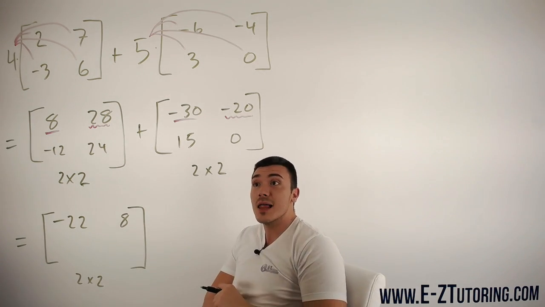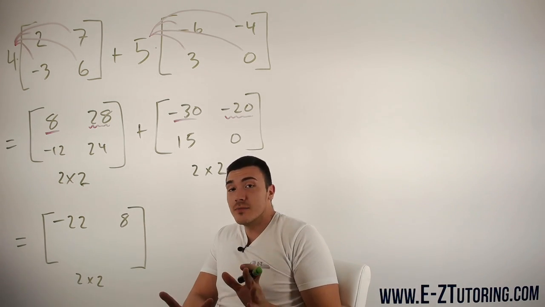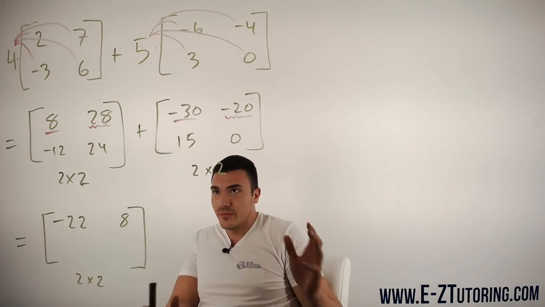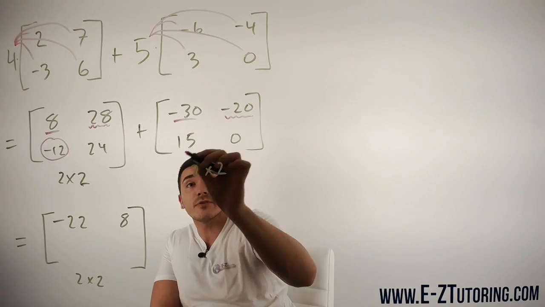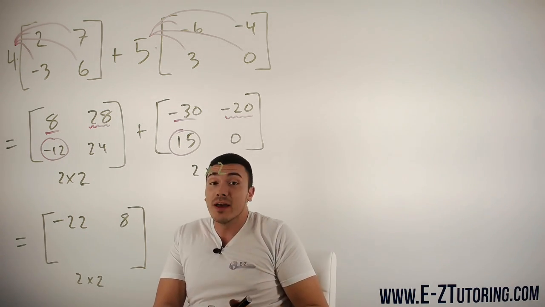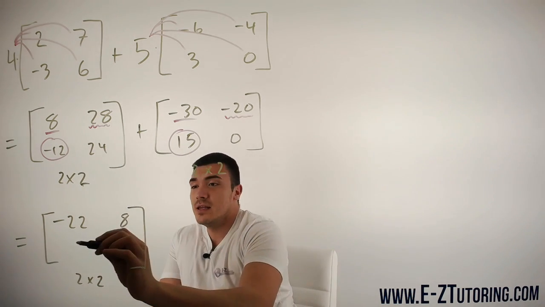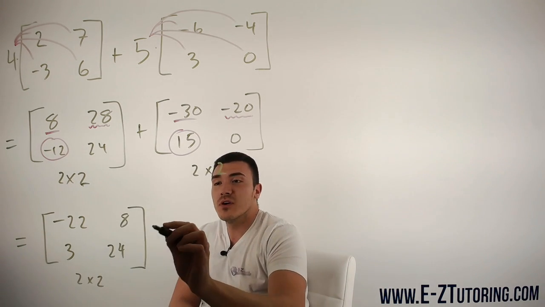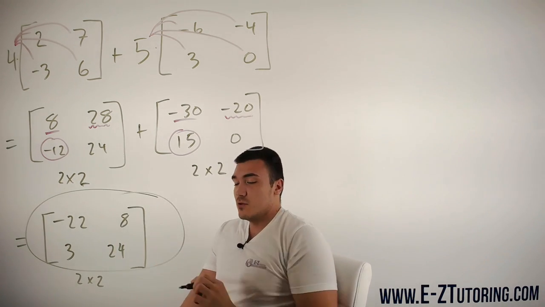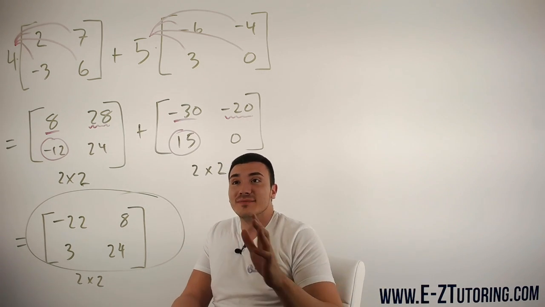First row, second column. Now, this row, first row, second column stuff I'm doing, you don't need to do that. In the future, when you're doing this, you could just say -12 is in the same spot as 15, and just go ahead and add those together. -12 plus 15 is 3, and then the last one, 24 plus 0 is 24. So this right here is your new matrix. That is what you get when you perform those operations.